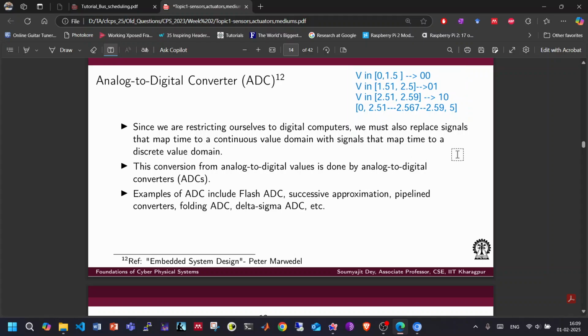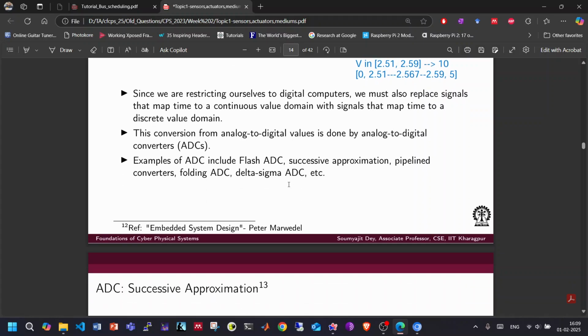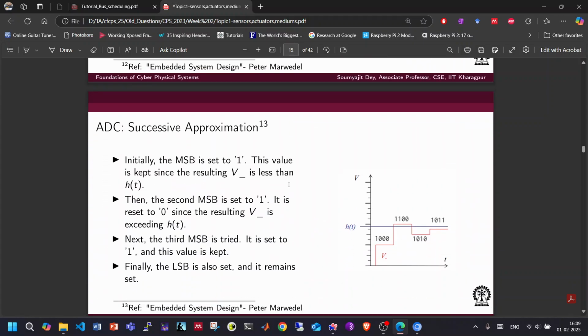So this is the idea, I guess you all understand. This is how signals are converted from analog to digital. Now there is a structured way to do it.